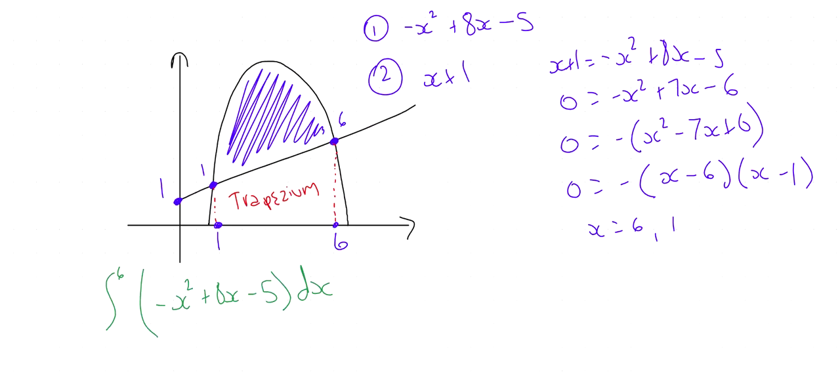Okay, so I'm going to integrate with this equation. And then I'm going to subtract the trapezium. Yeah? So what do I get if I integrate this? So negative x cubed over 3. Yeah? Now what? Plus 4x squared minus 5x. Good. And then my trapezium, what's the area of... Actually, let's not do that yet.